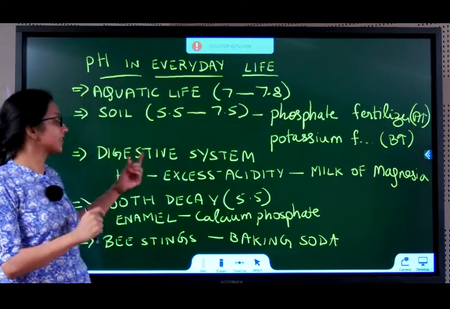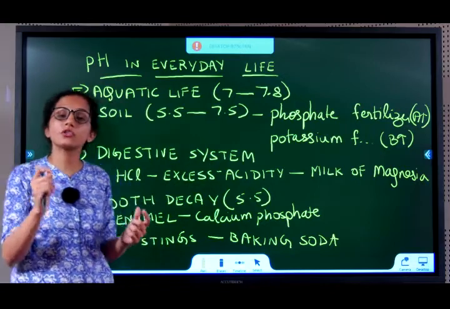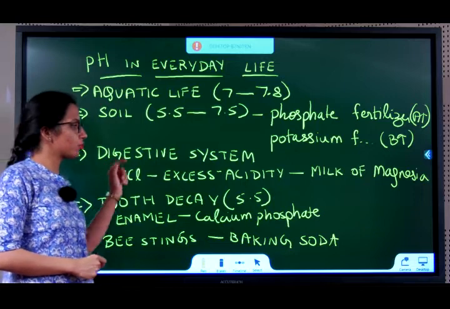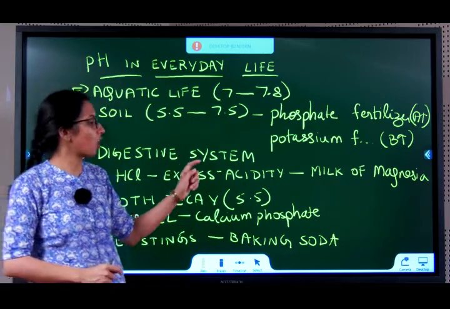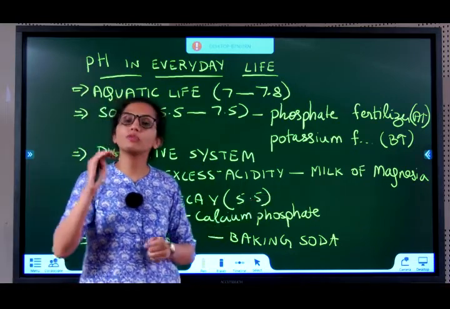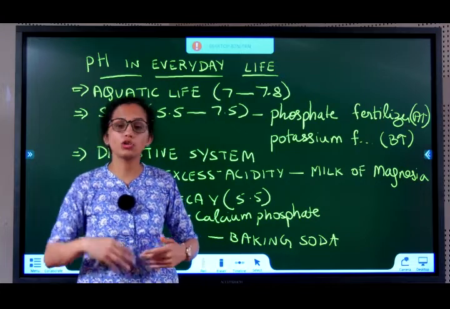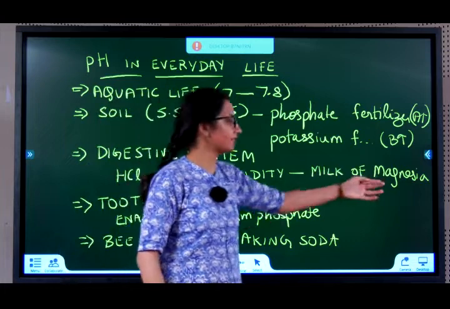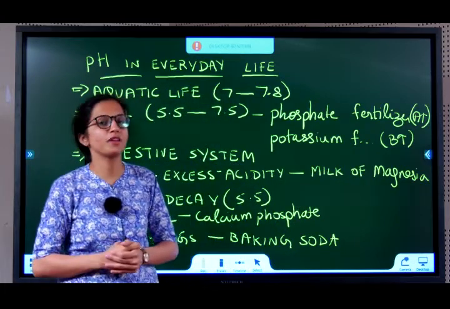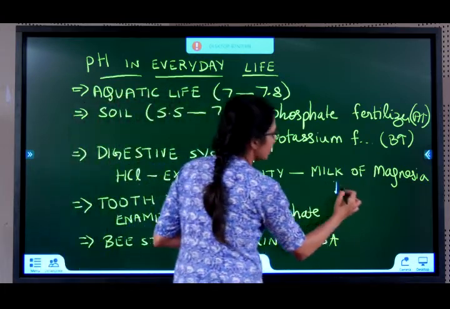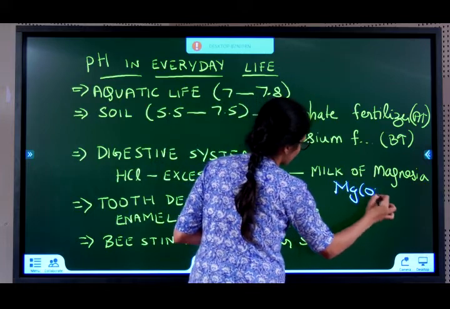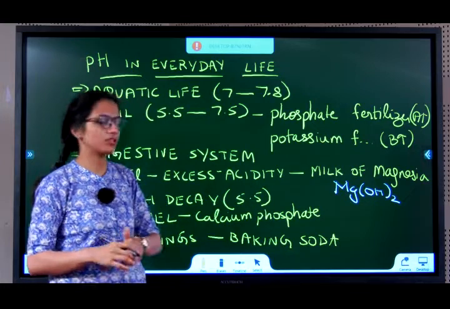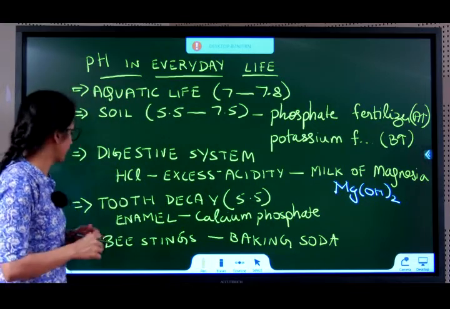Also, the digestive system produces an acid to help break down food particles. Suppose the acid produced is excess, then it causes acidity. How do you bring down the acidity? It's acidic. You have to add some kind of a base. Which base can we add? Add milk of magnesia. We just learned the formula of milk of magnesia. What is it? Mg(OH)2, magnesium hydroxide. You can take this, you can drink it in the solution state and your problem is solved.